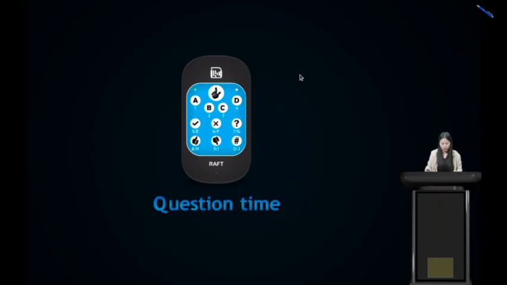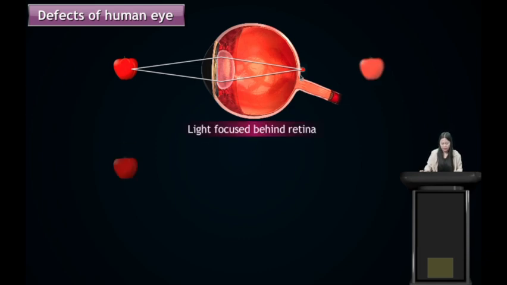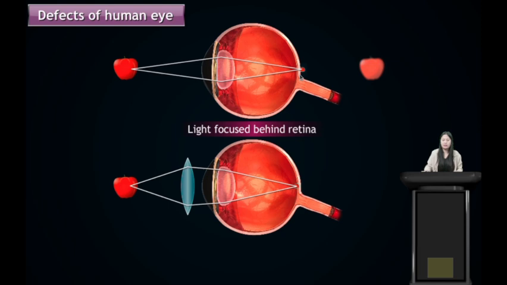Alright students, let us proceed. The next type of defects of human eye, let us see. Here we see the image, the light is focused behind the retina. So the image is formed behind the retina. This type of defect can be corrected by using a convex lens.